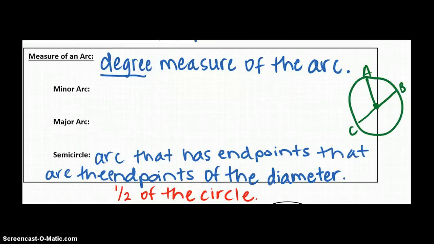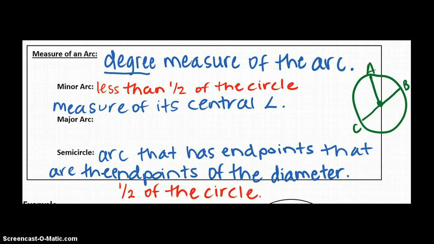Now let's go back up to the minor and the major arc. I like to think of the minor and major arc to be like in a relationship. If you look over at the green circle, we have a minor arc and a major arc all inside here. The minor arc is less than half of the circle. It is the measure of its central angle. So if you look at the circle, I could say that arc B was a minor arc. It is a central angle and it is less than half of the circle.